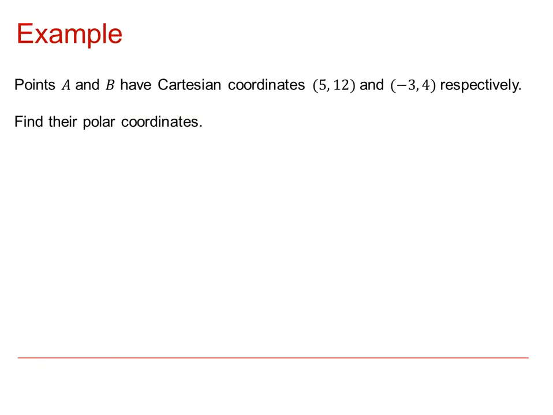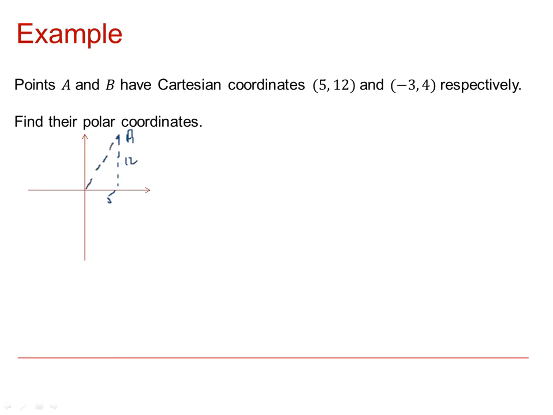So let's put that into practice with a couple of examples. Here we've got two points A and B with Cartesian coordinates 5, 12 and -3, 4, and we're asked to find their polar coordinates. The first thing we should do is draw a quick sketch so we know which quadrant we're talking about for each of the points. 5, 12 would be about this position here. That would be A, where it's 5 along the x-axis and 12 on the y-axis.